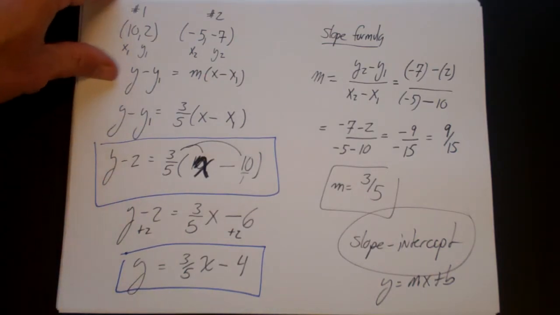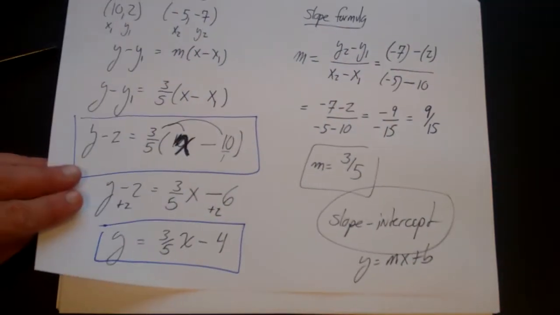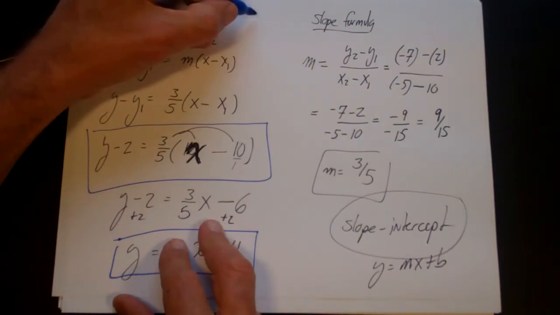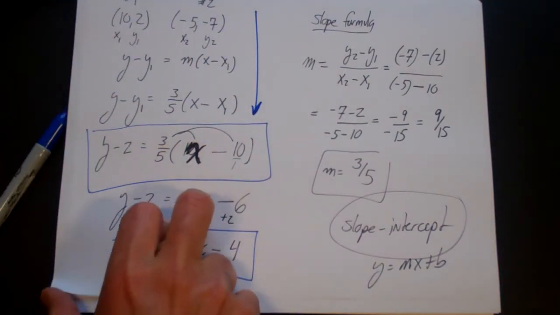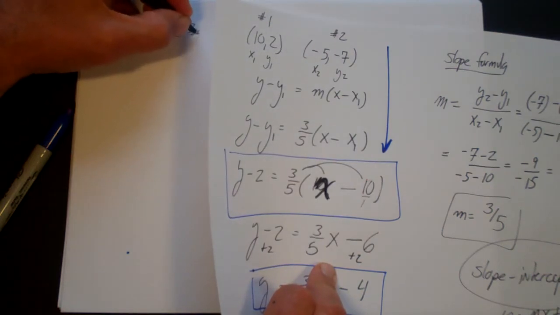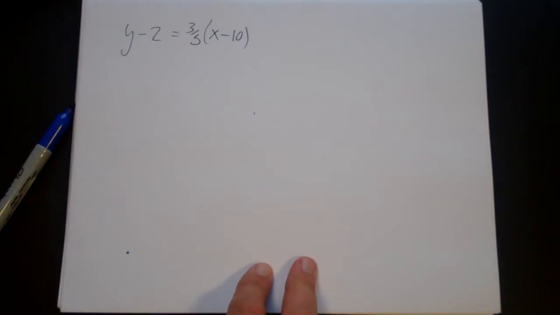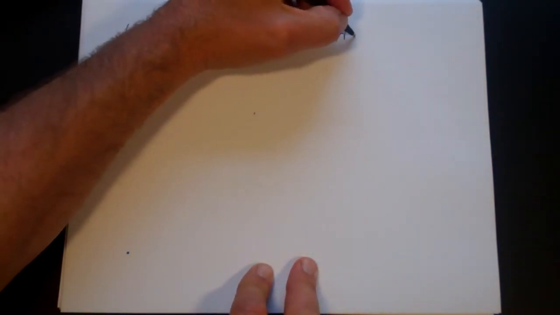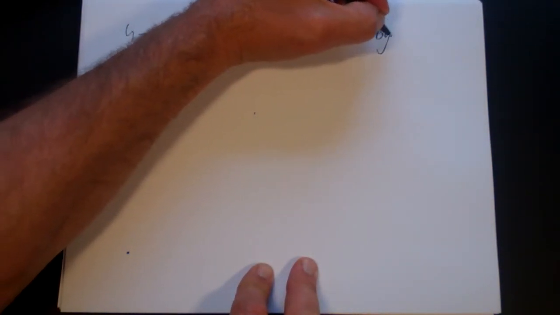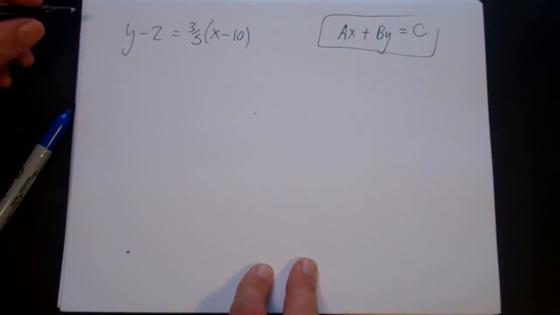Let's look at the problem if we wanted to write it in standard form. Now, up until this point right here, everything would be the same. So let's write that down. We'd have y minus 2 is equal to 3/5 x minus 10. Now, standard form is ax plus by is equal to c.